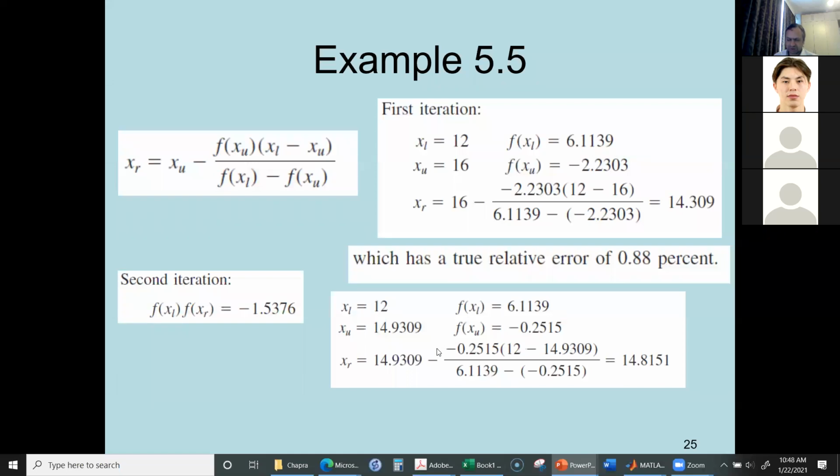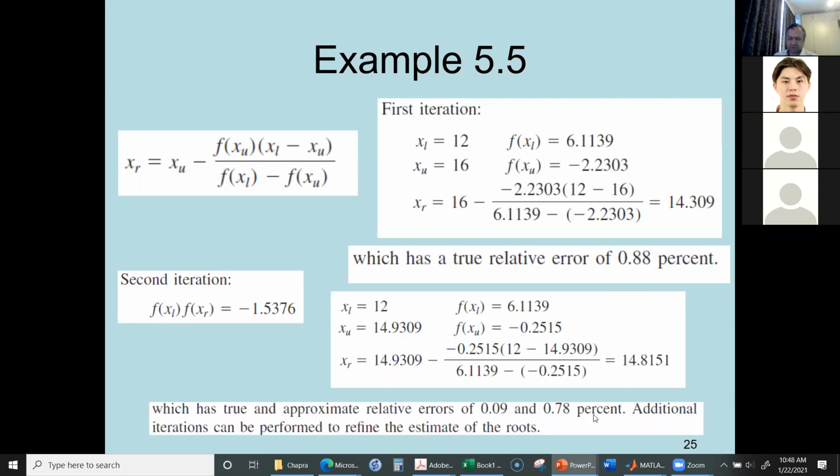Okay, yeah, you can check the calculations over here. I think there is some mistyping somewhere in these calculations, but anyway, the answers are accurate. So from 14.309, our next approximation is now 14.8151, which has a true relative error of 0.09 and an approximate relative error of 0.78%. So additional iterations can be performed to refine the estimate of the root.